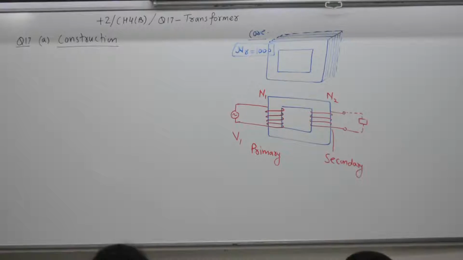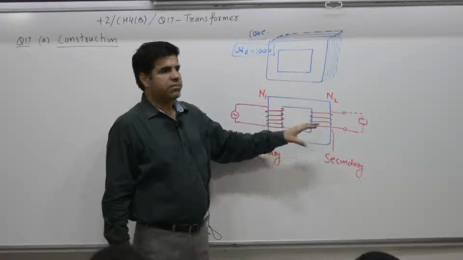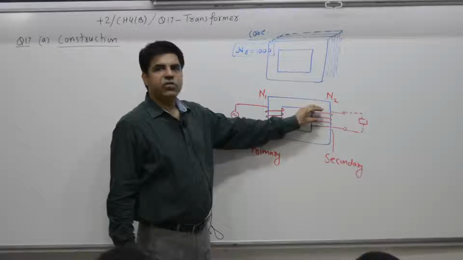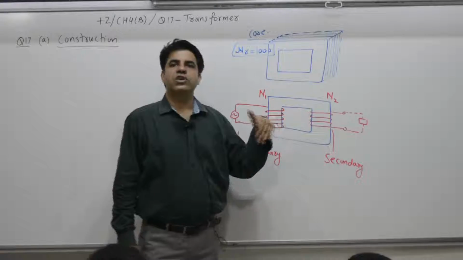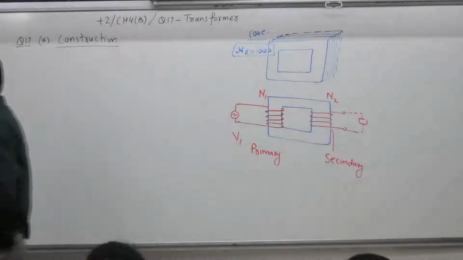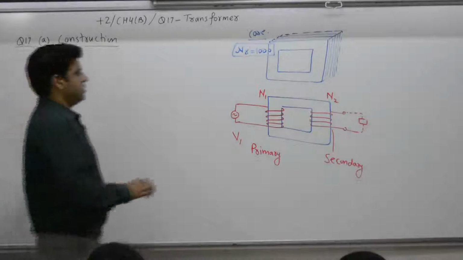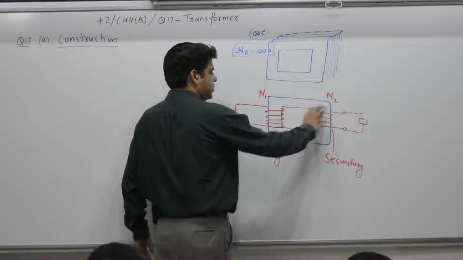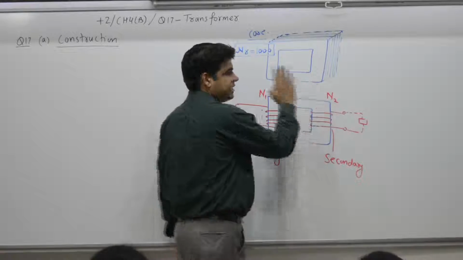Number of turns of primary N1 can be less than, equal to, or greater than number of turns N2. So if N1 is equal to N2, voltage level remains the same. If N2 is less, voltage is less. If N2 is more in comparison to N1, voltage is more. Thickness of wires depends on the current to be carried. From this side to this side, for example, as shown in the diagram, N2 is less, so voltage will decrease.